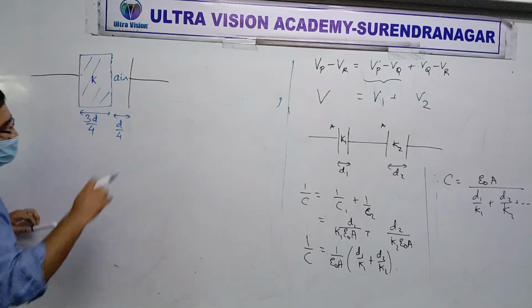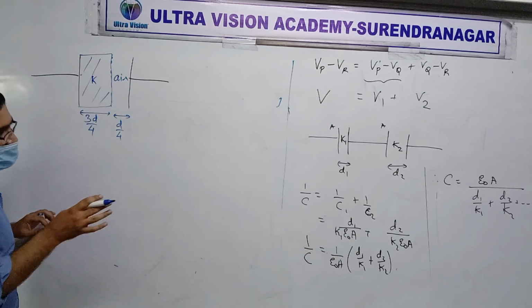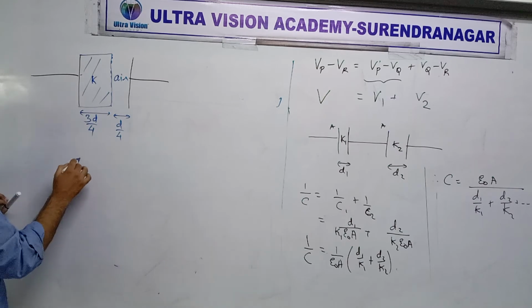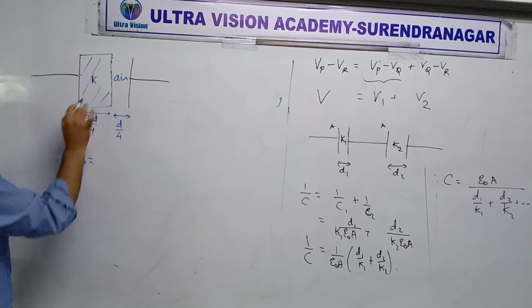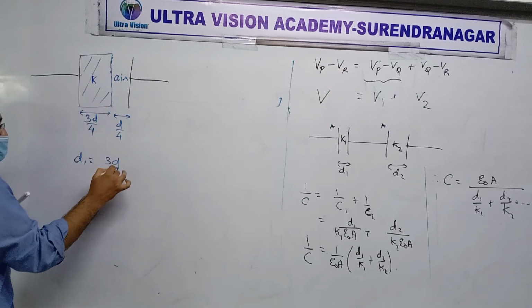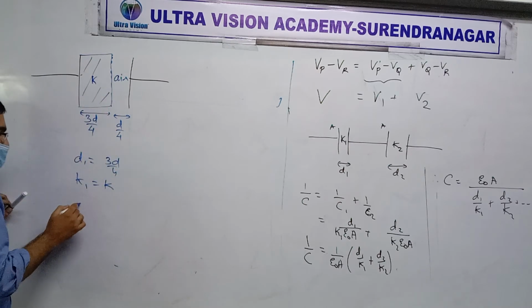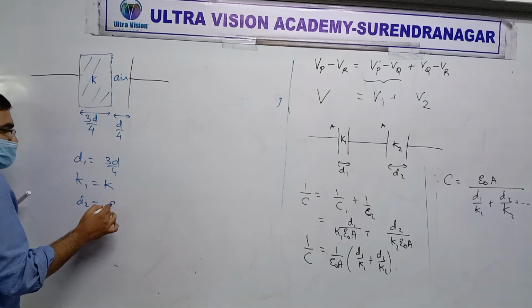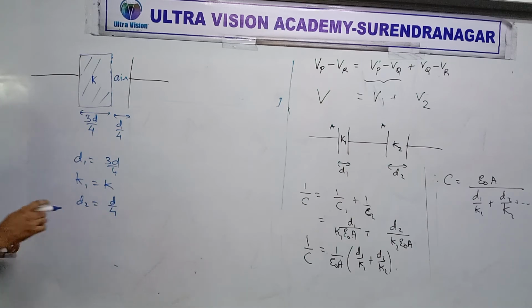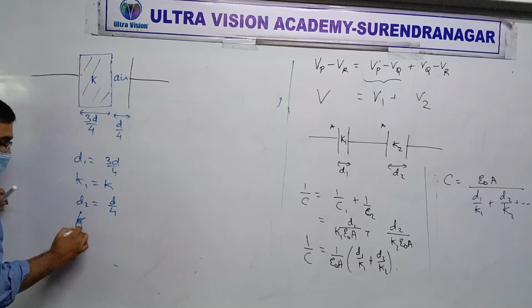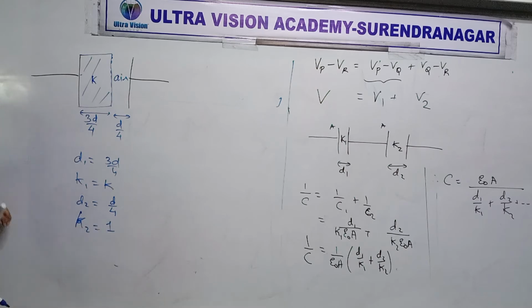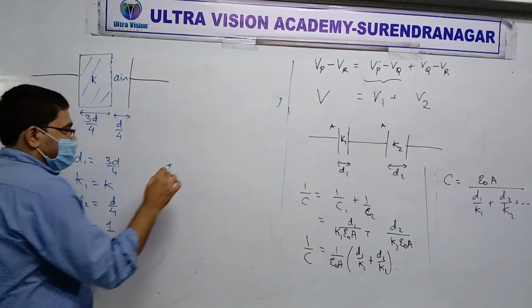Then to use that formula, we have to identify what is D1, what is D2, what is K1, K2, and all that. So what is D1? First material, 3D by 4. K1 is K. Clear? Second material, air. Distance D by 4. Got it? Air is ultimately a material, isn't it? The dielectric constant for air is 1.